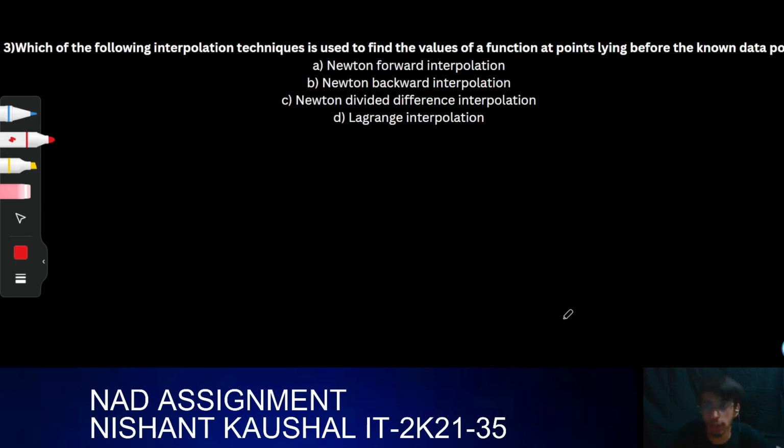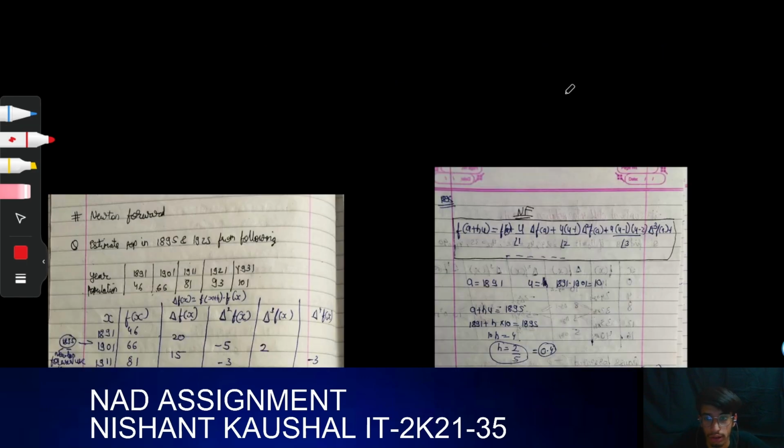Now let us see the third question of our test, that is: which of the following interpolation techniques is used to find the value of a function at a point lying before the known data points? It should be Newton backward interpolation. In Newton forward, we find the point lying after the known data points, and in Newton backward interpolation, we find the data which is before the known data points, right?